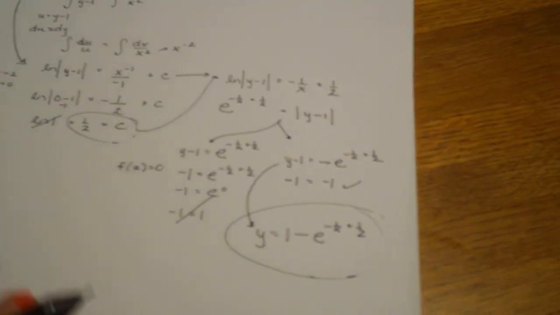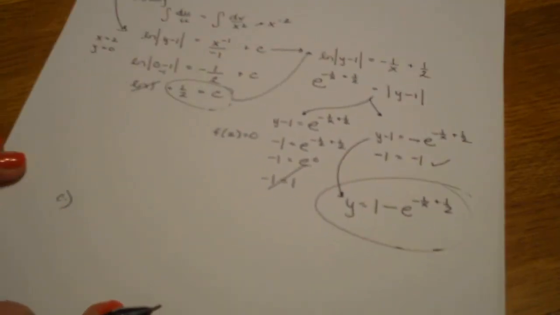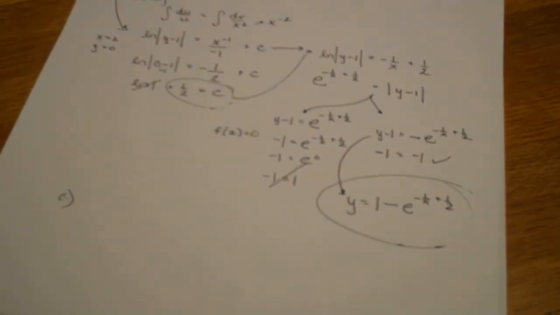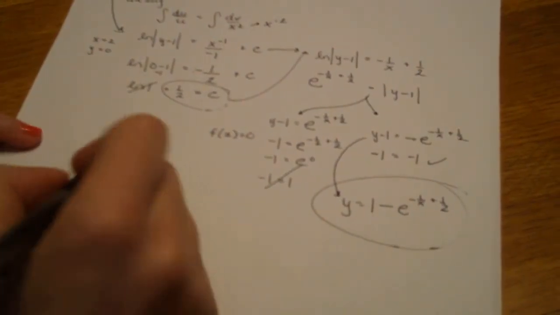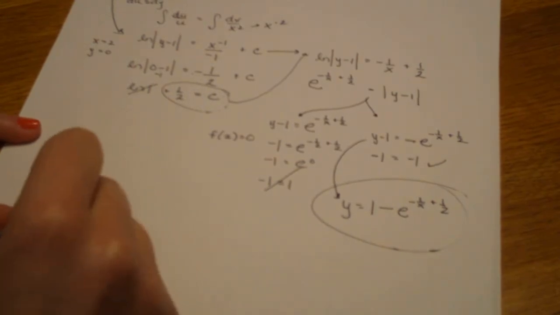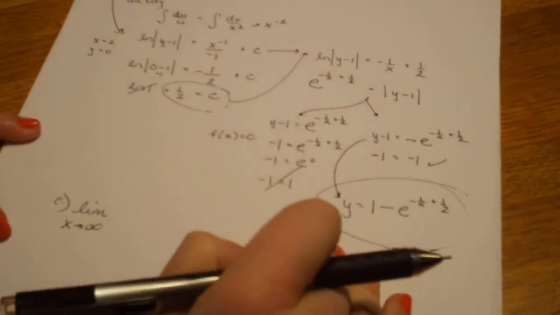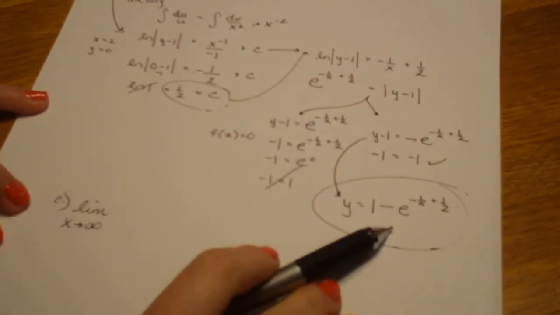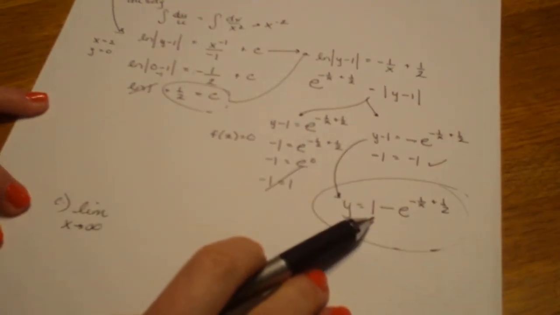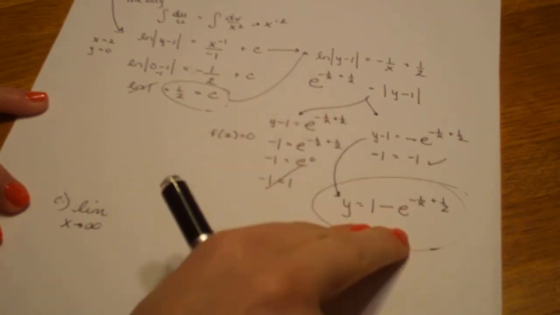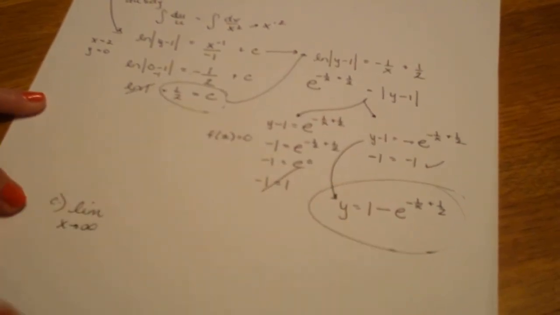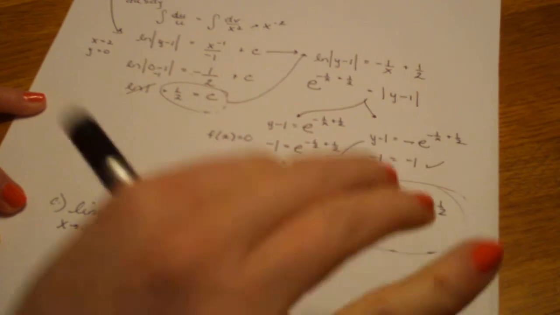Now, let's find the limit. Part C, what I have is, let's see. I need to find the limit as x approaches infinity of the answer that I got. So here's the good news. If you got some other answer, as long as you're finding the limit of your equation, that's what they're asking for. So you could still get credit even if you made a mistake up here.